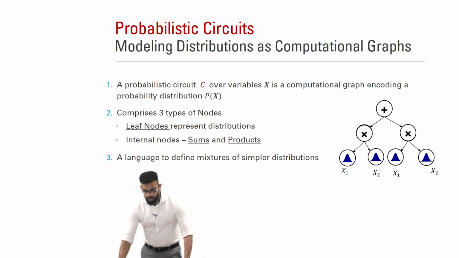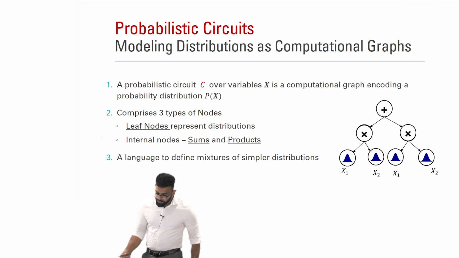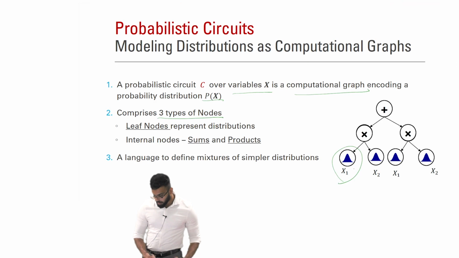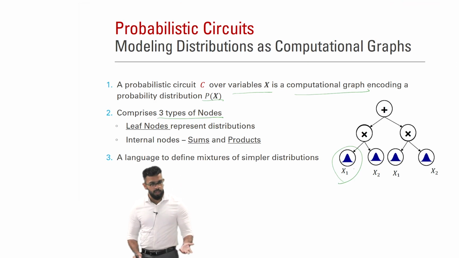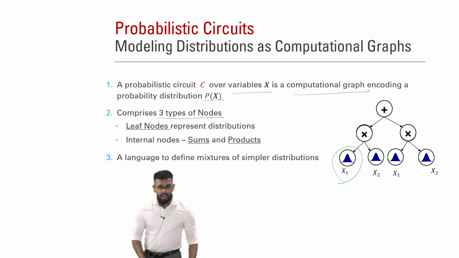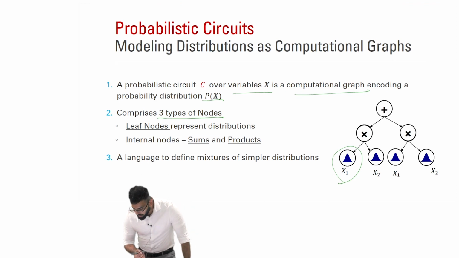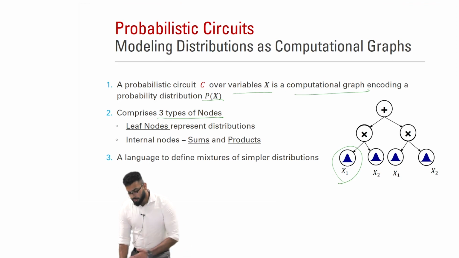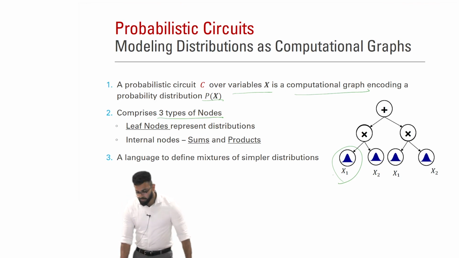A probabilistic circuit, let's call it C over variables X, is basically a computational graph that encodes a probability distribution. It consists of three types of nodes. At the leaf level, you have simple tractable distributions, things like a Gaussian. Typically you have one variable at the leaf level, and a distribution defined over that variable. If you have a continuous variable, you can think of a simple distribution like a Gaussian. If you have a discrete variable, you can think of things like a binomial distribution or a categorical distribution.